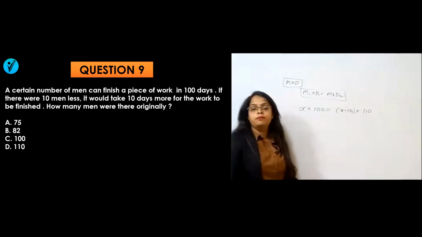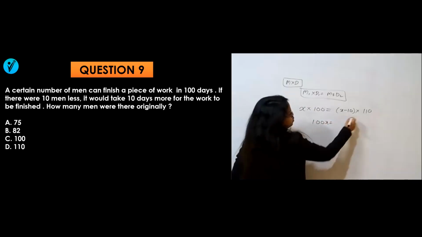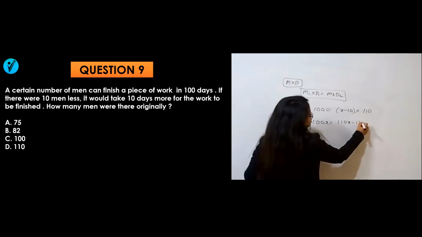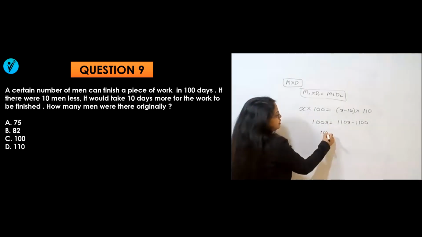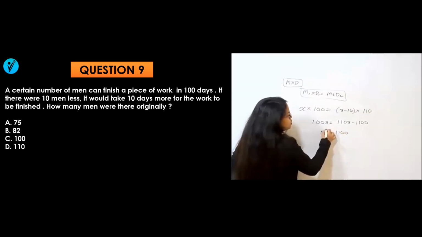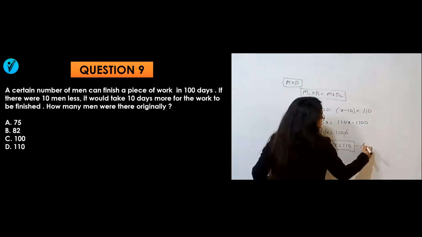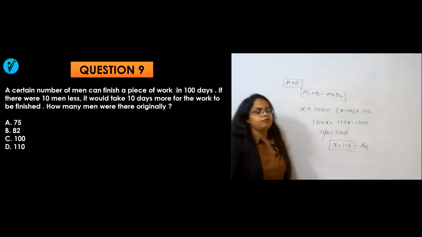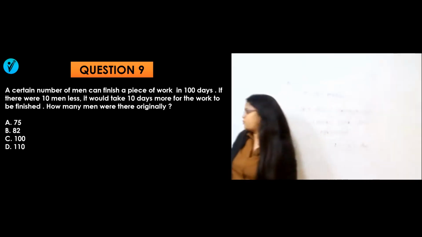Then they are asking how many men were there originally. So it will be 100x is equal to 110x minus 1100. 110 minus 100 will be what? 10x is equal to 1100. So the value of x will be 110. This will be your answer. Easy. That's it. Now let's go for the next question.